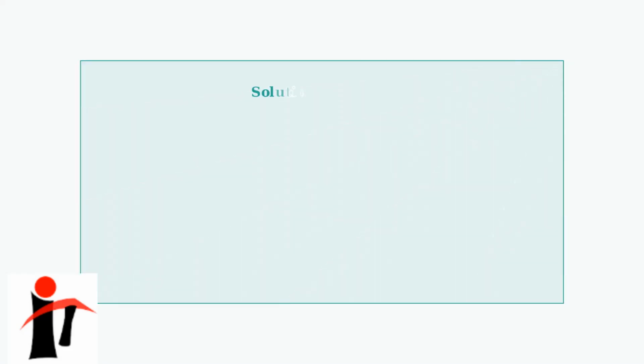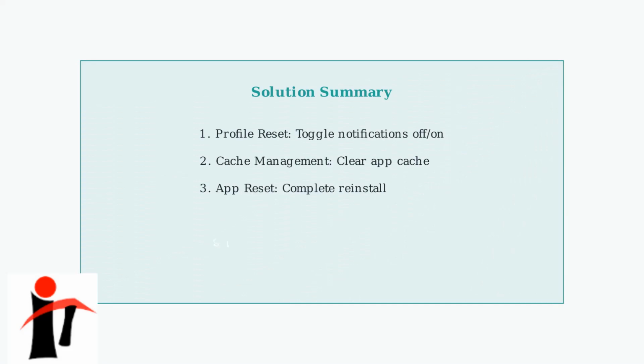These three methods address the most common causes of persistent Threads badges. Start with the profile reset, then try cache management, and use the complete app reset only if needed. Most users find success with the first two methods.